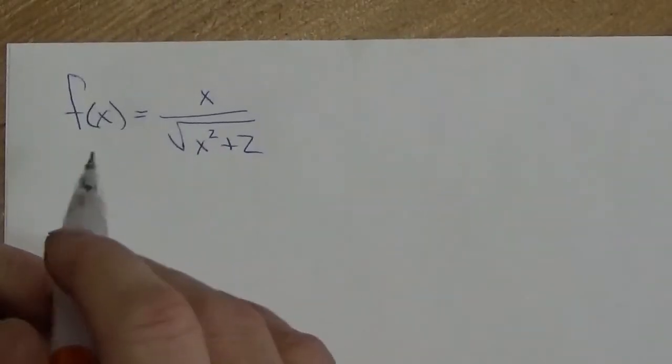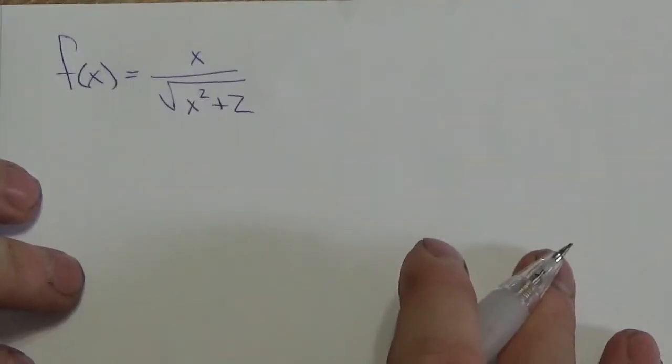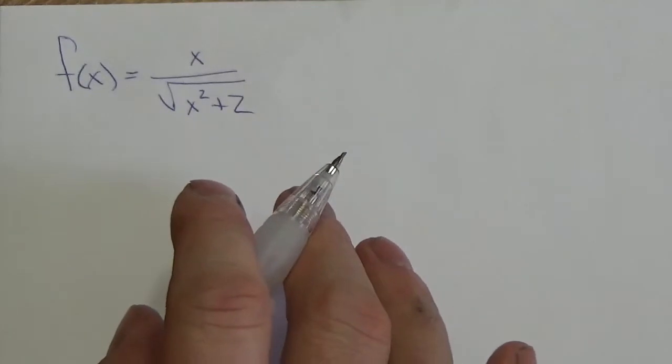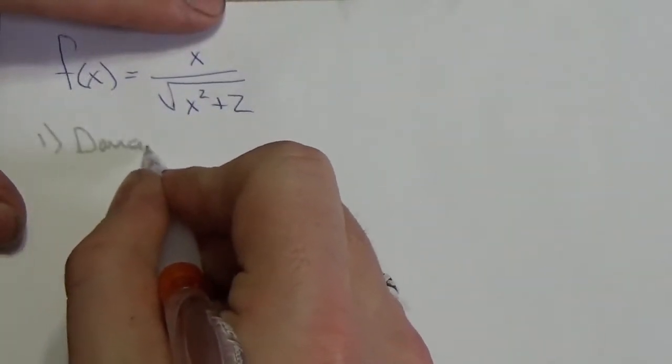Okay, next we're going to take a look at the function f of x is equal to x over the square root of x squared plus 2. This has also got an interesting little feature to it that's worth spending some time looking at. First of all, let's take a look at the domain.